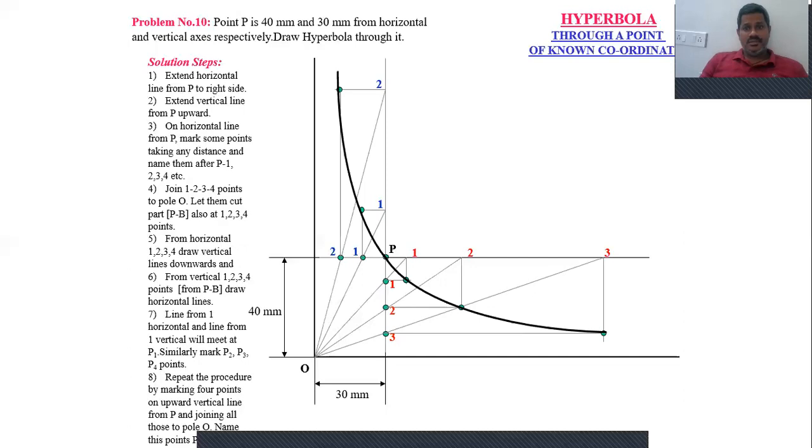This is known as the method of drawing a hyperbola in the coordinate system. I repeat this problem once again.